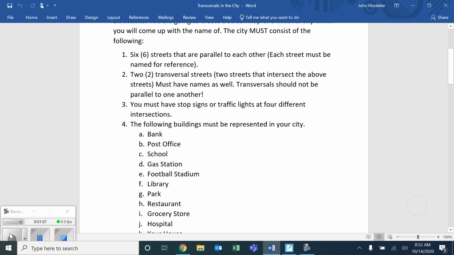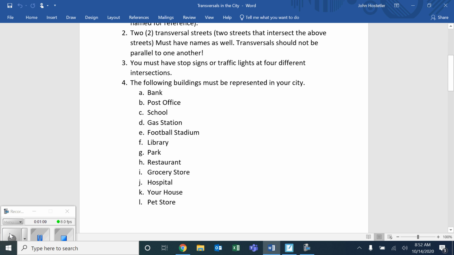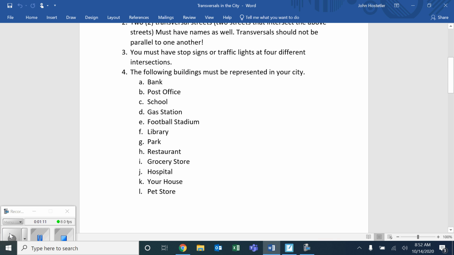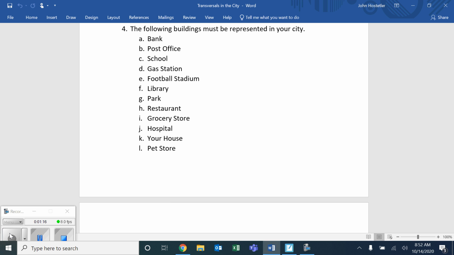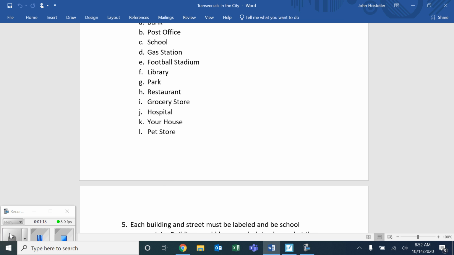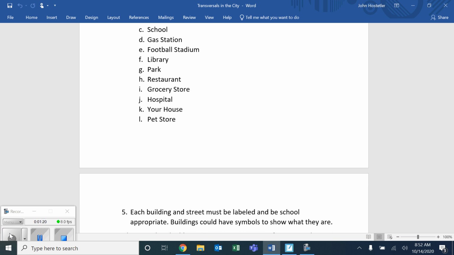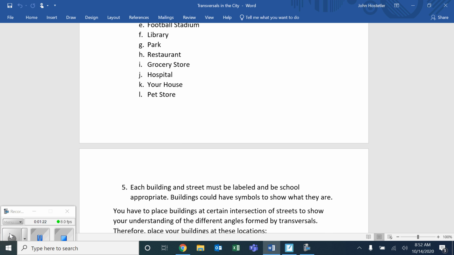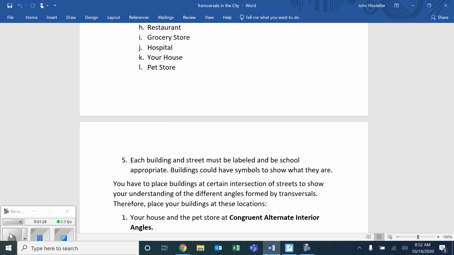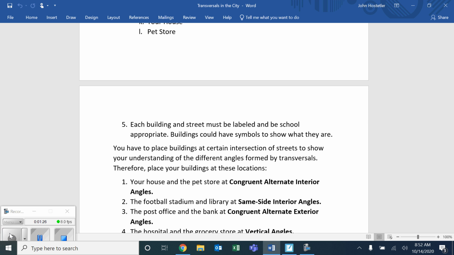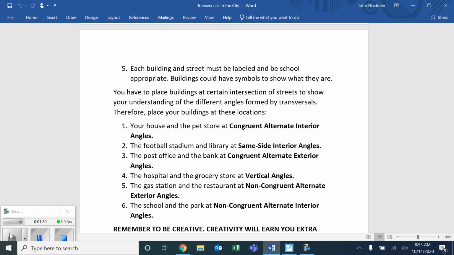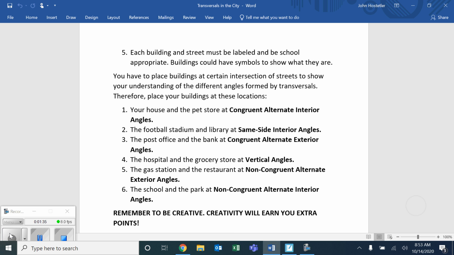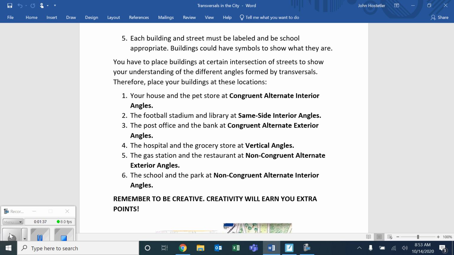And then the following buildings must be represented in your city. You need to have a bank, a post office, a school, a gas station, a football stadium, a library, a park, a restaurant, a grocery store, a hospital, your house, and a pet store. Each building and street must be labeled and be school appropriate. And buildings could have symbols to show what they are as well. For example, a hospital could have an H or something.